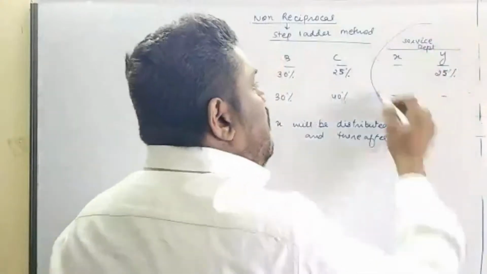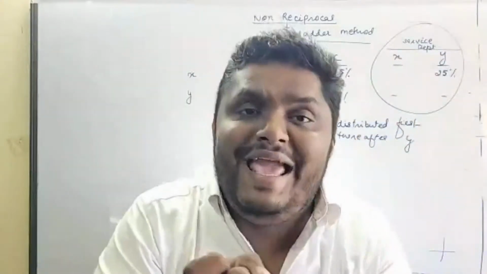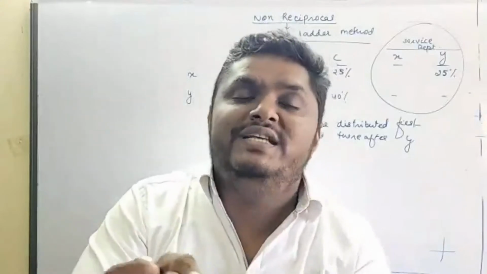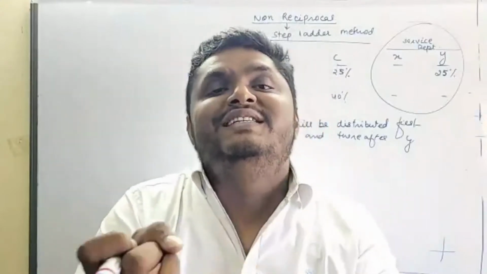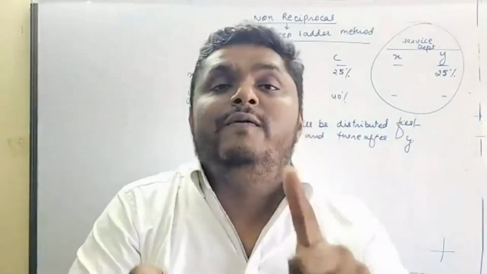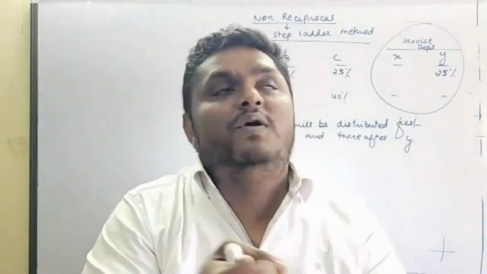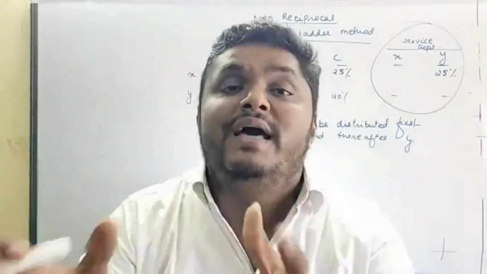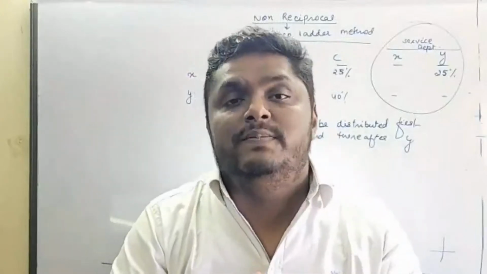When talking about the order of redistribution, the overheads of X department will be distributed first because X is providing services to A, B, C, and Y. And in the second case, thereafter, we will distribute the overheads of Y department because Y department is providing services only to the production department. They are not providing services to the service department.